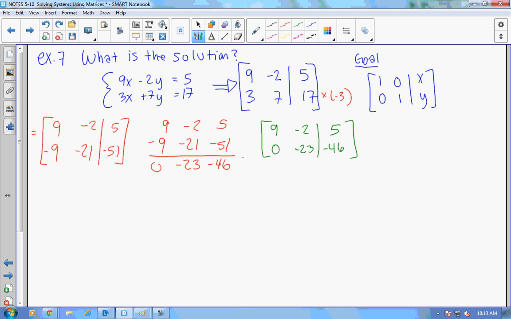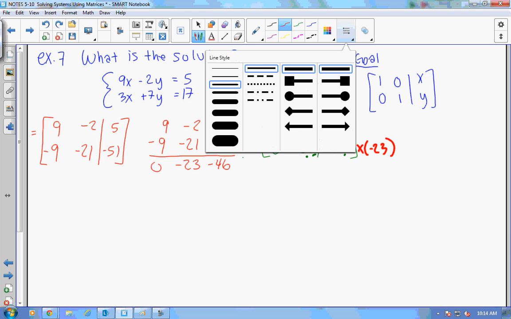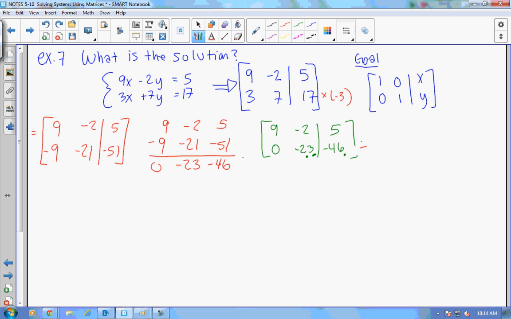I divide by what? Yep, because look, these are multiples of each other. 23 doubled is 46. And if I divide by negative 23, I'm going to get a 1 in that spot. And I'll have a 0 and 1, and my bottom row will be done. So we're going to times by negative 23. Not times, dividing, aren't we? I did the wrong one. Divide by negative 23. Again, that top row is not being changed yet. We're going to eventually have to change it, but the bottom row is the only one we've been working on.